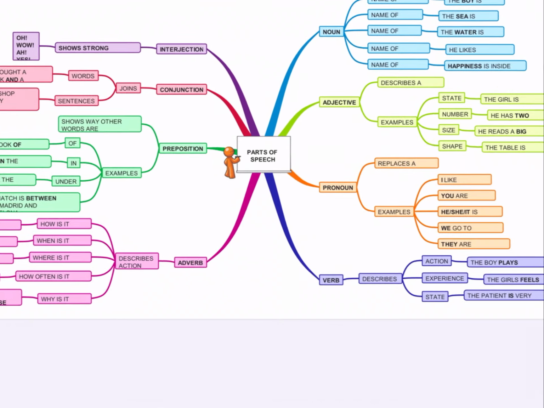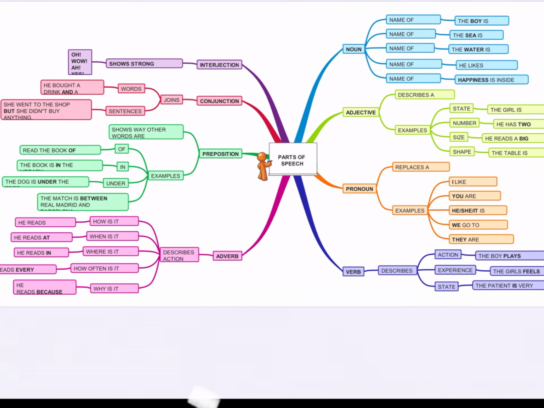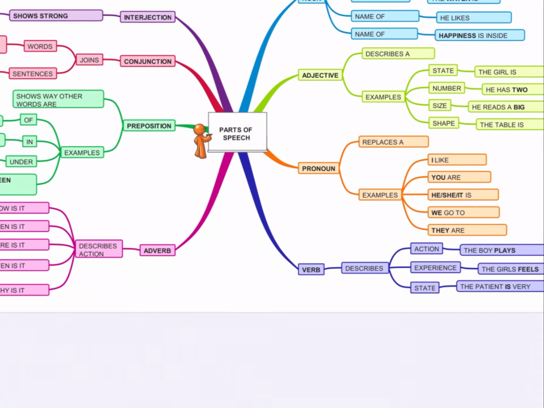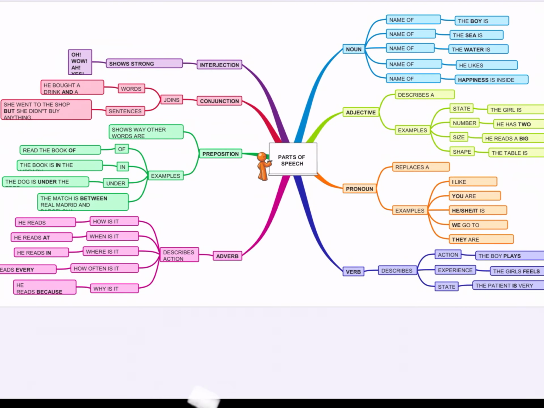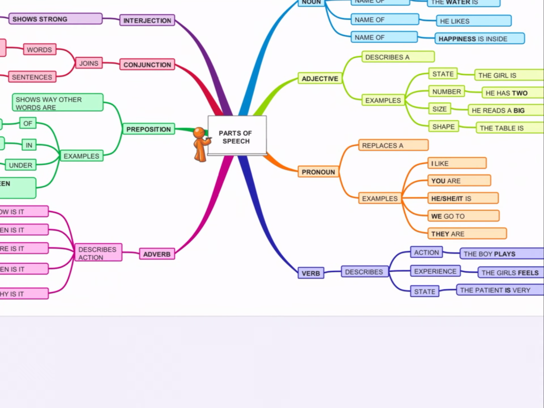For example, the boy plays, the girl feels, the patient is. So here, the boy plays soccer. Plays is describing the action that the boy is doing. The girl feels lonely. That's an experience. So feels is describing how the girl is feeling. And the state, the patient is very sick. So we are stating how the patient is feeling by saying is.